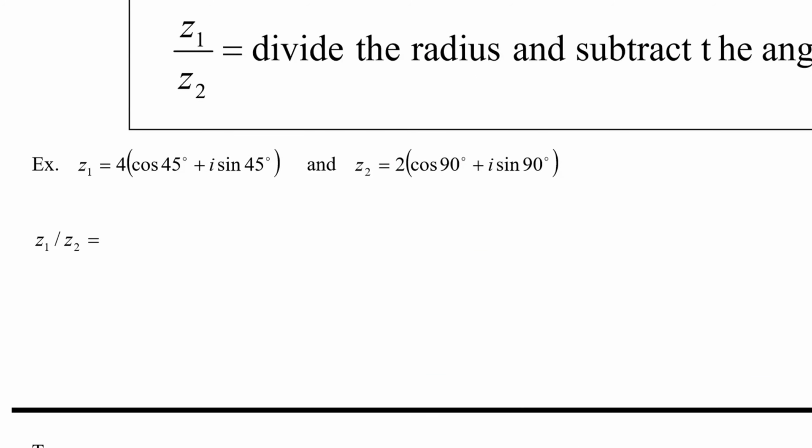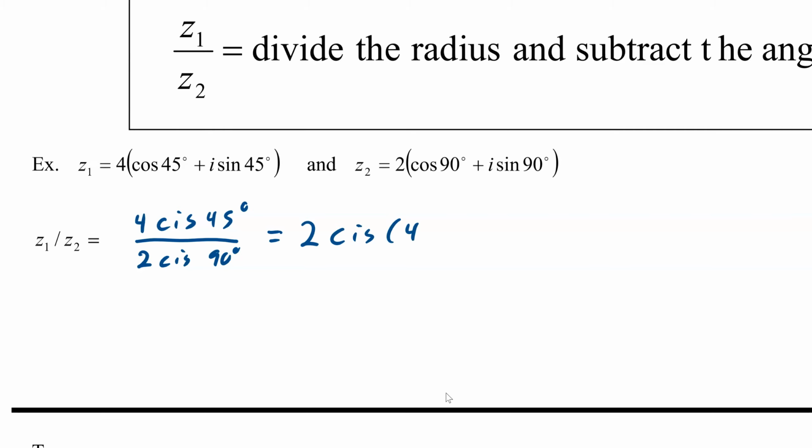So all we have to do now is divide the radiuses and subtract the angles. So we're going to get 4, and I'm going to put it in cis form, cis 45. That's on top. And on the bottom, it's 2 cis 90. And so this would end up giving us 2 cis 45 minus 90. So we divide the radius, as you can see here, and we subtract the angles. It's really nice, right? Okay, so 45 minus 90 is -45.